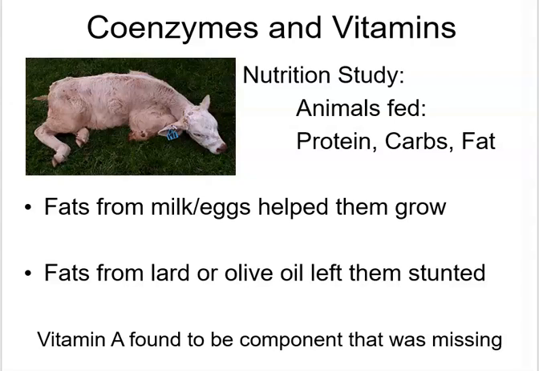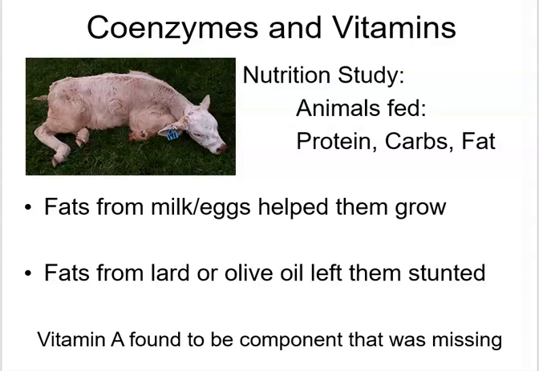A lot of research has been done on vitamins and minerals and what happens when you don't get them. One of the surprising findings early on in studying nutrition was that people tried to take fat out of a diet, because they thought fat's probably not really necessary. Well, in fact, it's very important, because there are a lot of different vitamins that are found inside and solubilized in these fats. They did a study with animal feed that had protein, carbohydrates, and fat. They found that fats from milk or eggs helped the animal grow, while fats from lard or olive oil stunted them.